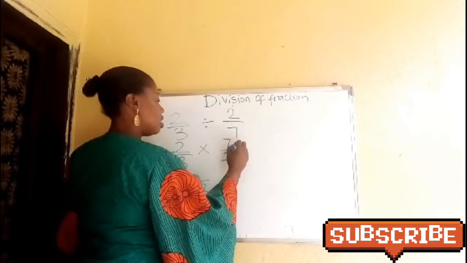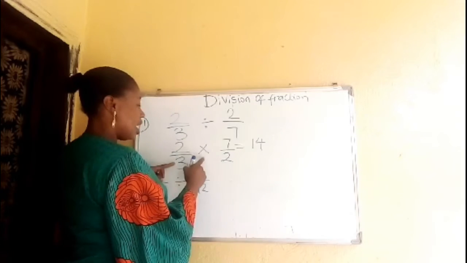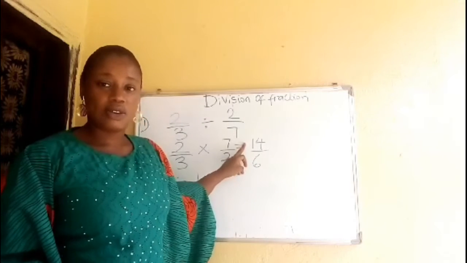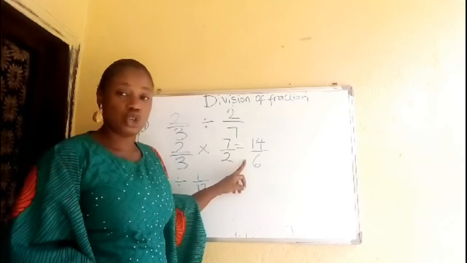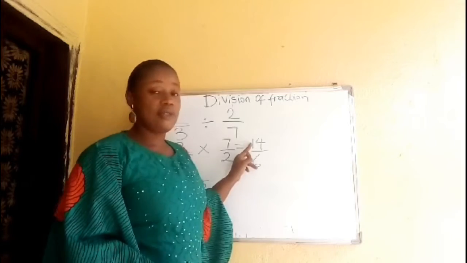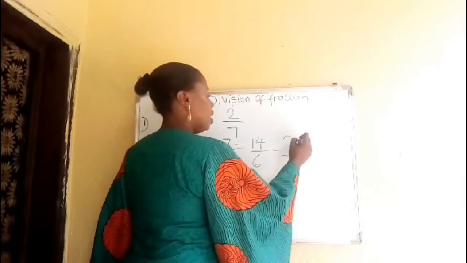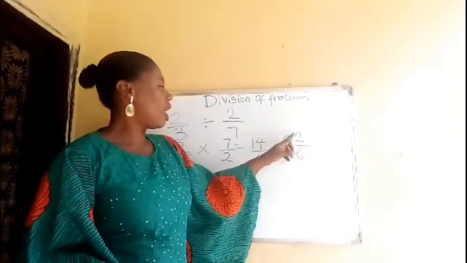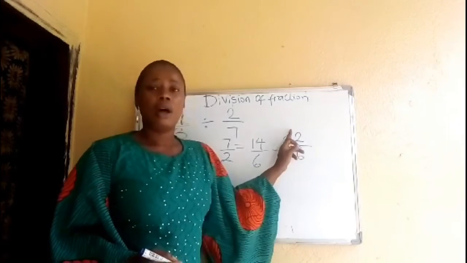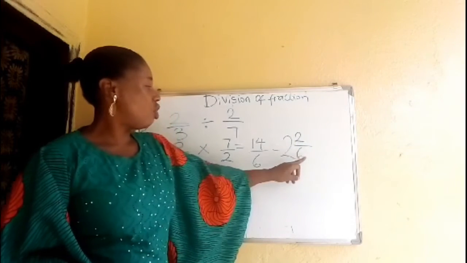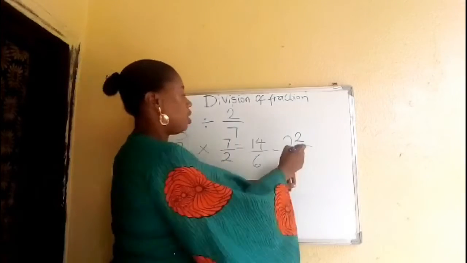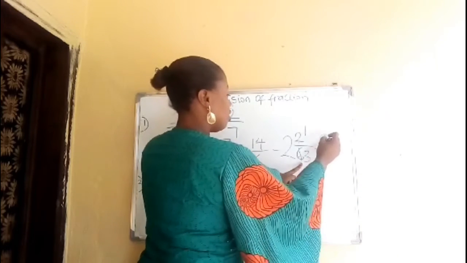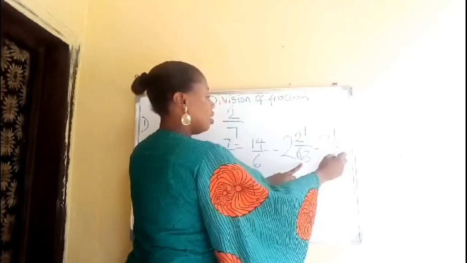2 times 7 is 14. 3 times 2 is 6. This is an improper fraction. You are not to leave your answer as an improper fraction, so we have to change this to a mixed fraction. How many 6 is in 14? That is 2, remainder 2 all over 6. If you look at this, they have a common factor. 2 can divide 6, so we are still not going to leave our answer in this form. 2 divided by 2 is 1, and 6 divided by 2 is 3. So our answer is 2 whole number, 1 all over 3.